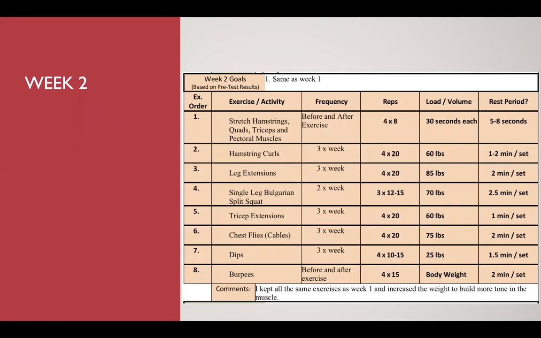So pretty much everything for week two was the same as week one. The weight increased. So I kept all the same exercises as week one and increased the weight to build more tone in the muscle.